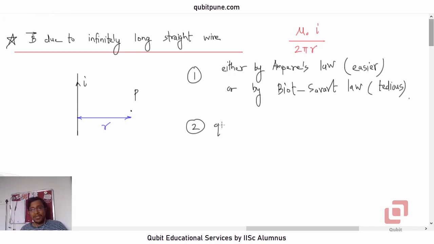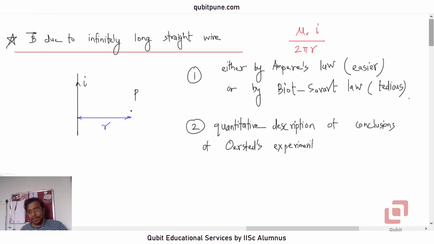This is a quantitative description of conclusions of Oersted's experiments. If you remember, at the beginning of this chapter there are three figures shown in the book, right? The iron filings one, and the circle along which, if you keep magnetic needles, they will always arrange themselves in a circle. So this is a quantitative description of Oersted's experiments' conclusion.